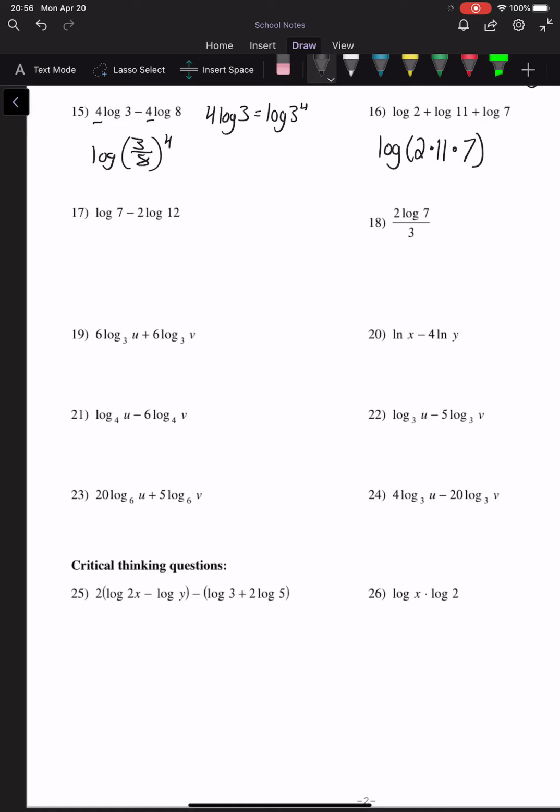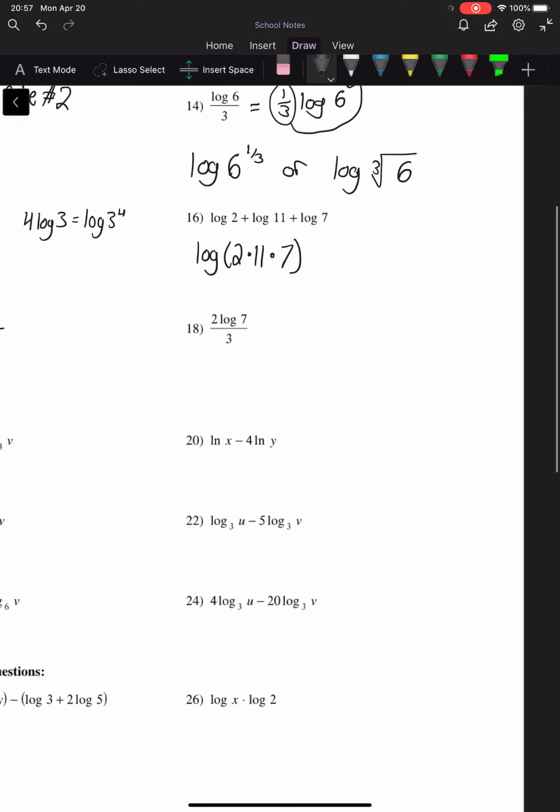Question number 17. It's going to be pretty similar to number 15, but not exactly. So we're going to have log 7 over 12, but this log has the 2 in front of it. So just the 12 is going to be raised to an exponent. So we're going to have 7 over 12 squared.